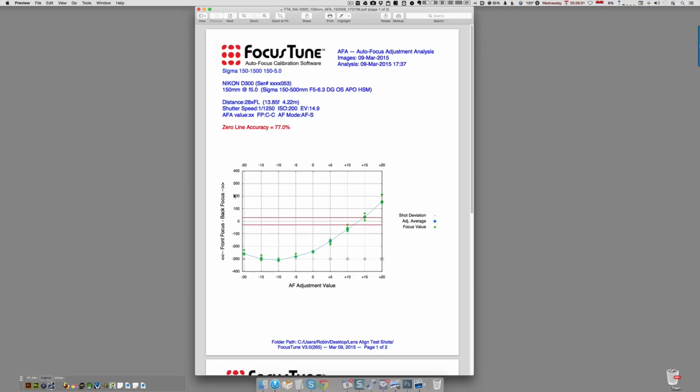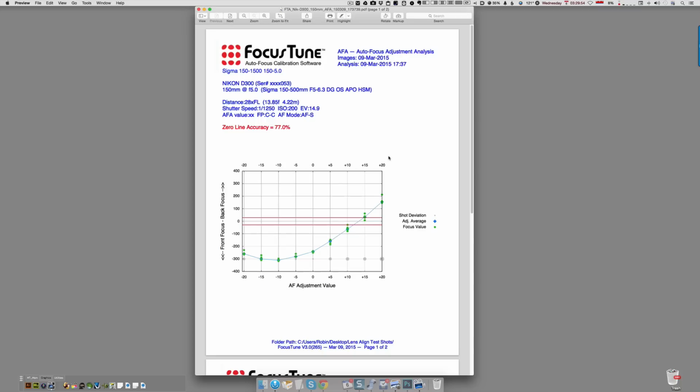Hi, I'm Michael Tapes. In this video, we're going to explore how to interpret the graph that FocusTune puts out. So here's a graph representing a series of shots on a Nikon camera, where it looks like 4 or 5 shots were taken at fine-tune settings of -20, -15, -10, -5, 0, etc.